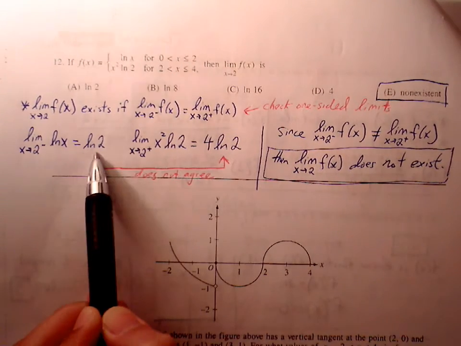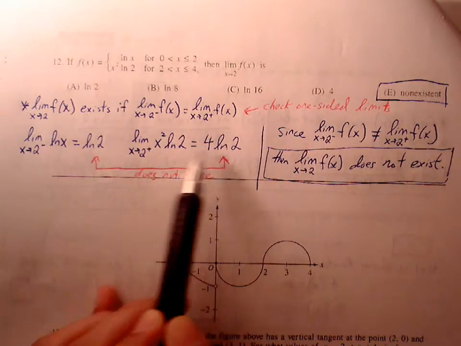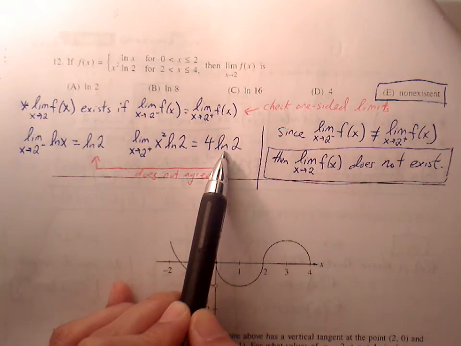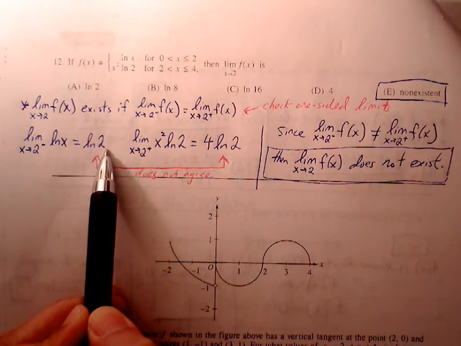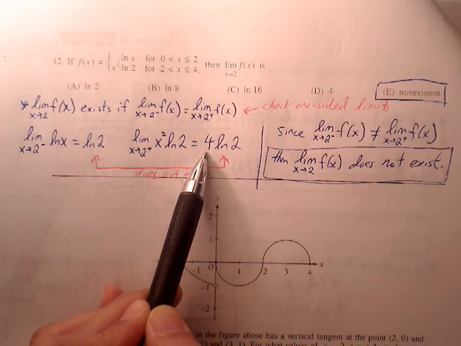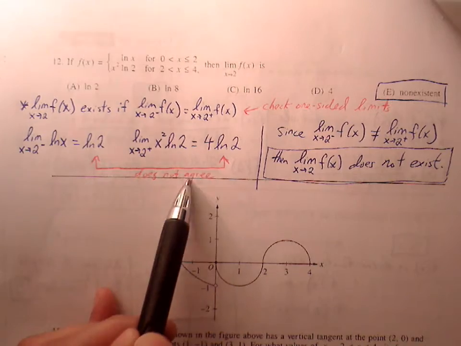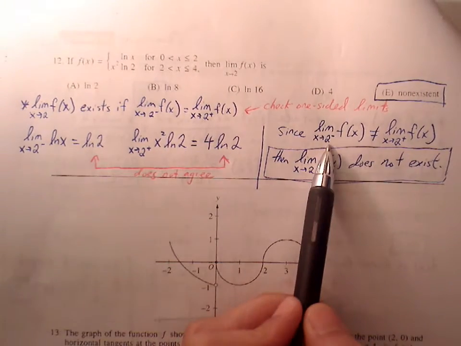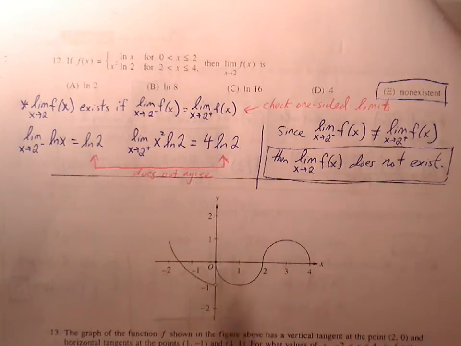So one piece of the function is moving towards a y value of natural log of 2. The other is moving towards 4 natural log of 2, and there's a disconnect. Because of the disconnect, the graph doesn't have to exist at that point, but it does have to move towards the same y value. And in this case, these do not agree. So because the one-sided limits do not agree, we can say the full limit does not exist.